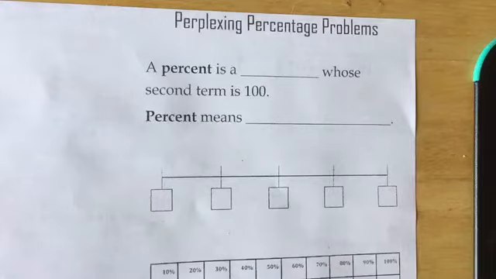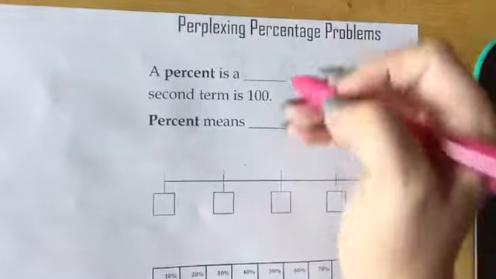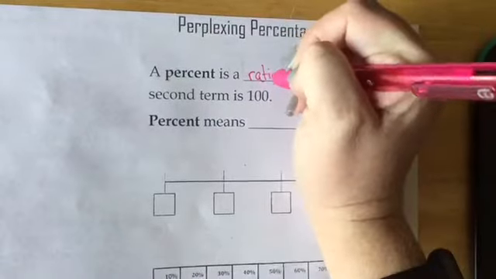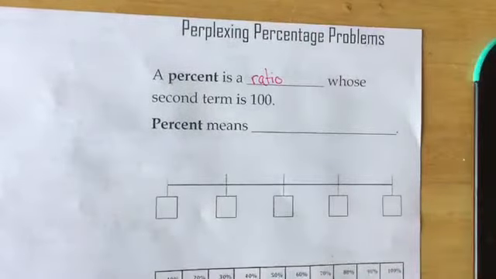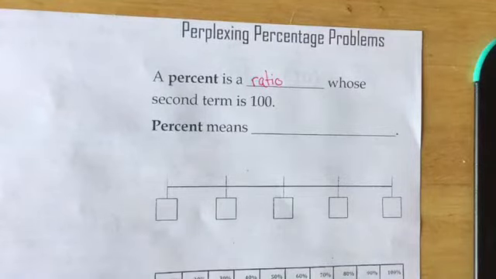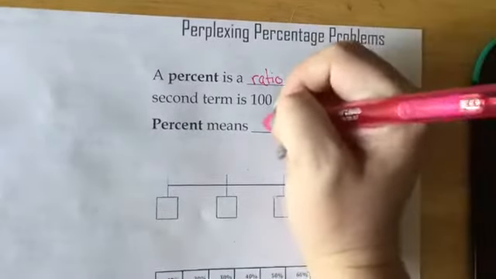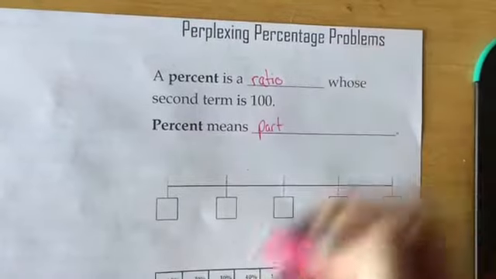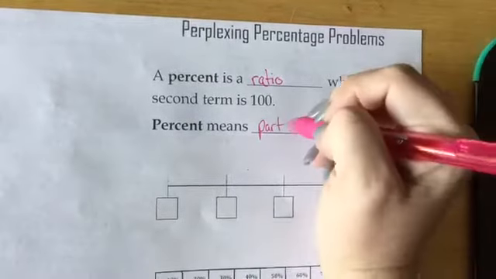Today we're going to talk about perplexing percentage problems. A percent is a ratio whose second term is 100. Percent means parts of a whole.